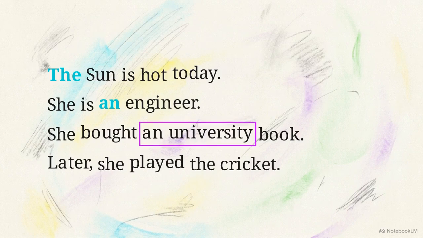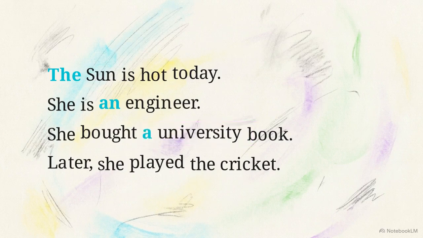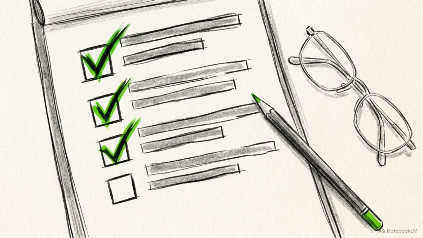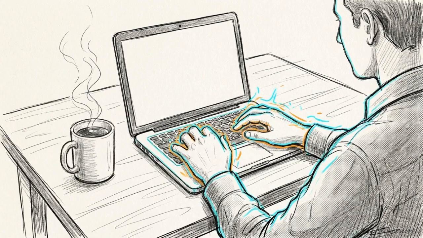Sentence 3 contains the sound trap. University starts with a consonant U sound, so we use a university. In the final sentence, cricket is a sport. Following step 3, we remove the article entirely. By checking specificity, testing the sound, identifying voids, and noting exceptions, you have a repeatable checklist for your next draft. Keep these 4 steps in mind to help clarify the articles in your writing.